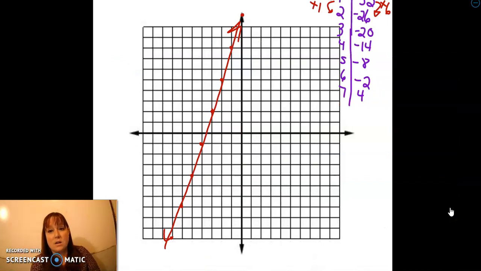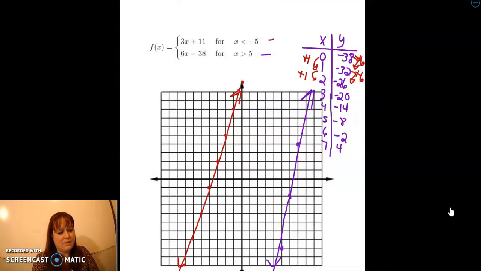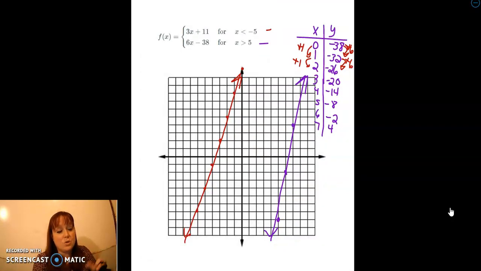So I go here, to positive 5, negative 8: 1, 2, 3, 4, 5, negative 8. So that's here. The next one I have is (6, negative 2), and then (7, 4). Okay, so here's my line. I check my lines just to make sure they both have positive slopes. Yep, we're good. Now I have the two lines graphed.